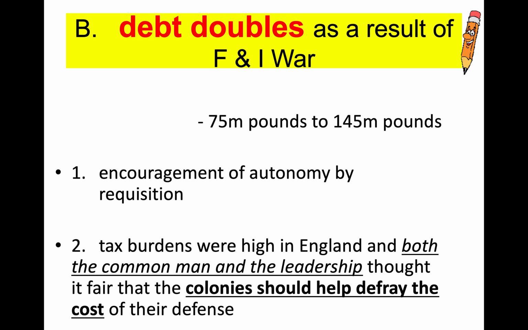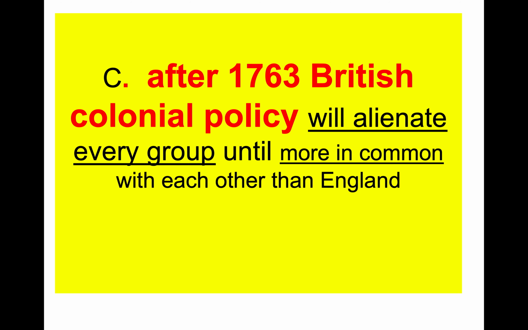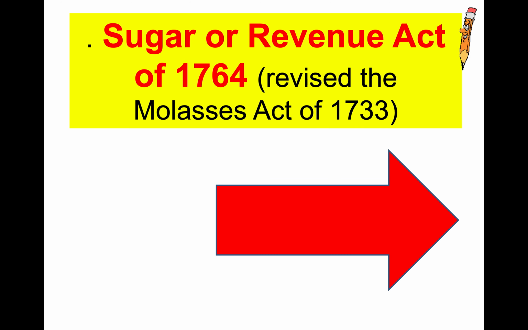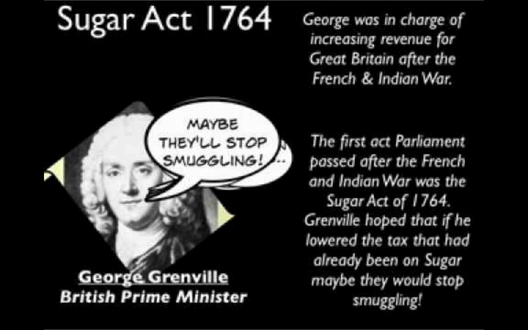Debt doubles, and they need money. And how about them colonists? Let's tax them. They were paying a lot less than the average British citizen. So after 1763, their colonial policy won't just make one group of Americans mad. It'll get everybody angry. The next act would be the Sugar Act.